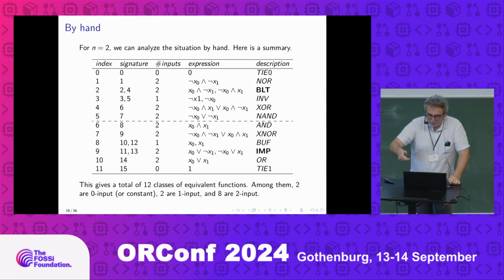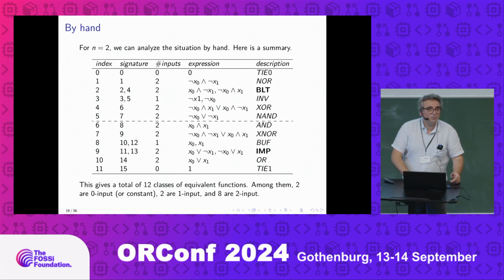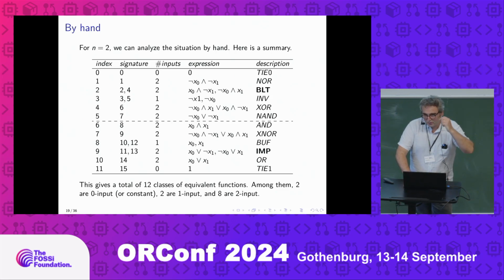And its negative part, you could interpret it as a binary level comparison, a binary lower than, if you like. It's the contrary of implication. Okay, so you have 12 classes.